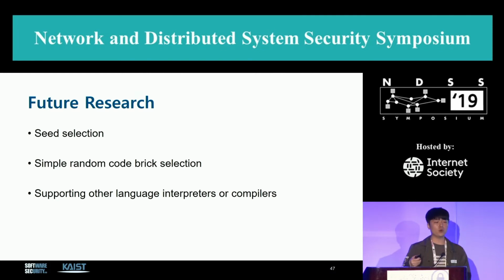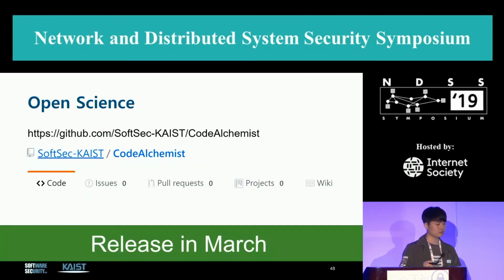So it is straightforward to apply Semantics-Aware Assembly to other language interpreters or compilers. And all these issues could potentially lead to interesting future research. So we will make our system available on GitHub to support open science in March. And we always welcome pull requests.